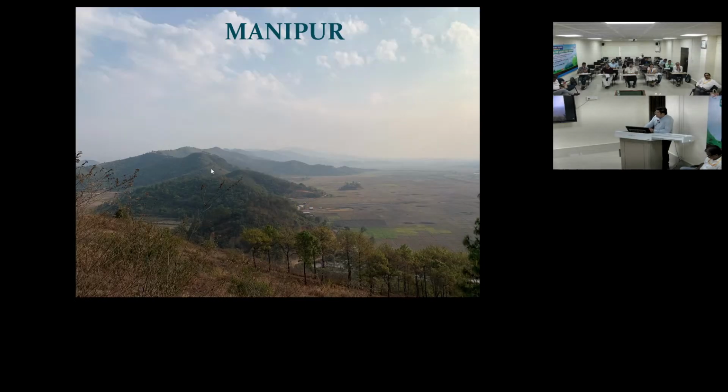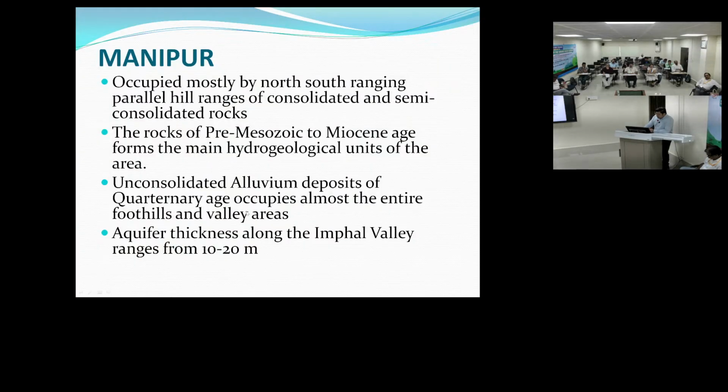Now in Manipur, so Manipur is occupied mostly by north-south trending parallel hill ranges of semi-consolidated and consolidated rocks. So rocks are of pre-Mesozoic or Miocene age, but unconsolidated deposits of Quaternary occupy almost the entire foothills and valley areas. You can find the unconsolidated formations mainly in the Manipur Valley.